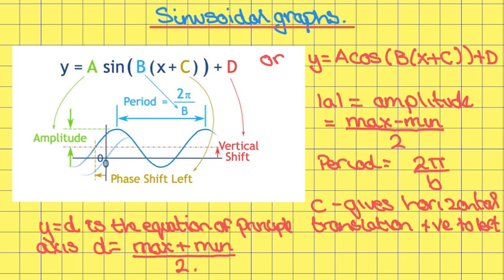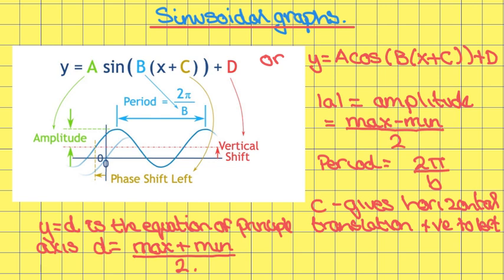And there are four main parts. A tells you the amplitude. B helps you find the period, because the period is defined as 2 pi over b. C is the phase shift, left or right. In this case, if it's positive, it goes to the left. And D tells you the vertical shift, either positive or negative.